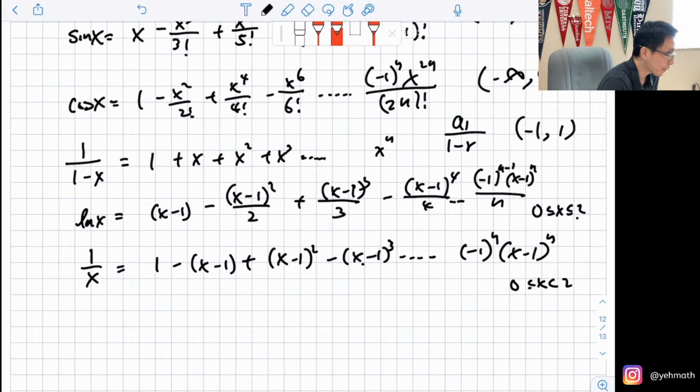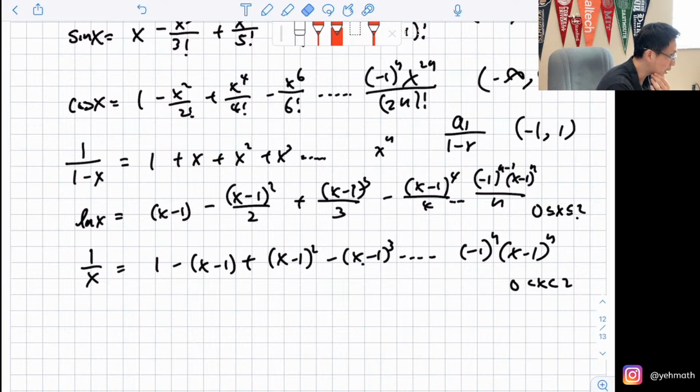Less than or less than or equal to? Less than 2, but equal to 0. Yeah, 0 less than x less than 2. So it's between 0 and 2. Is it equal to or greater than? Which one? No, they are both less than.